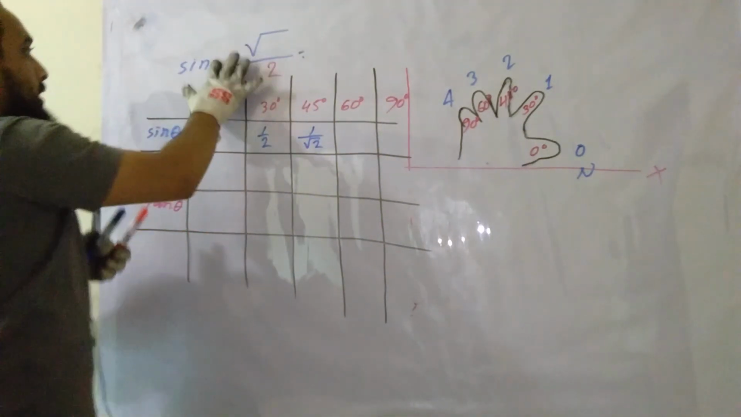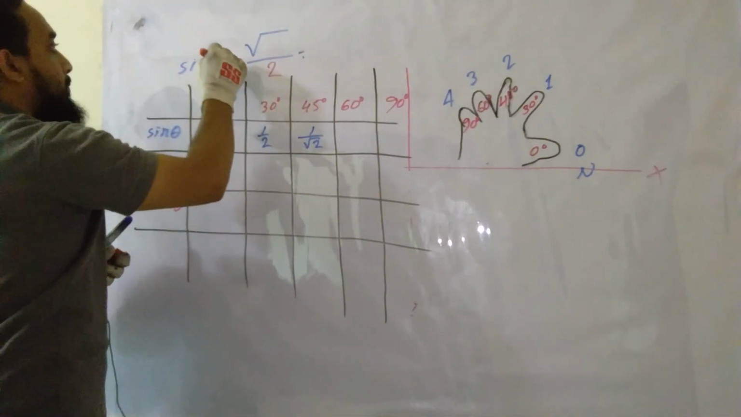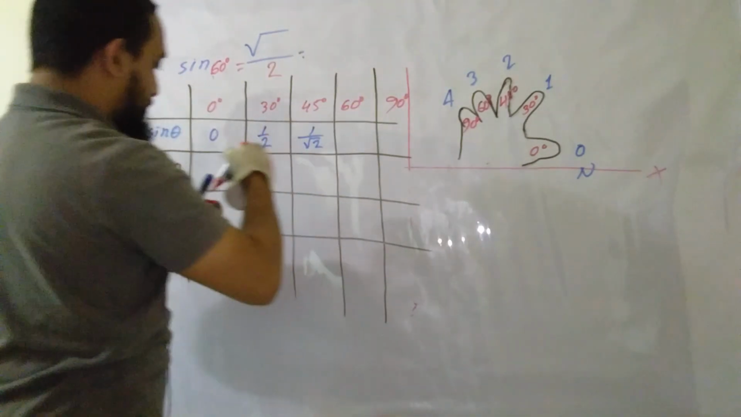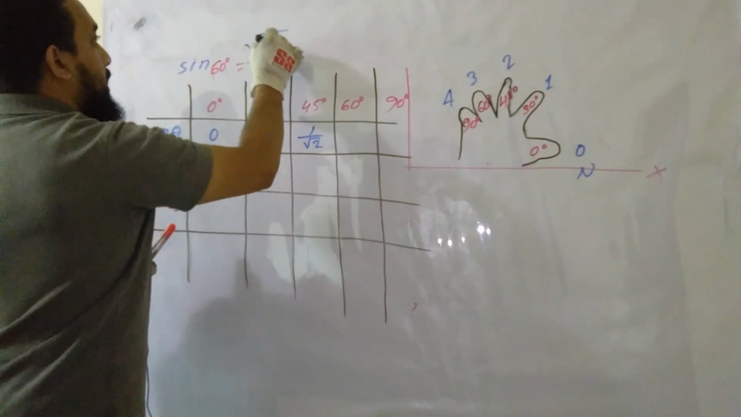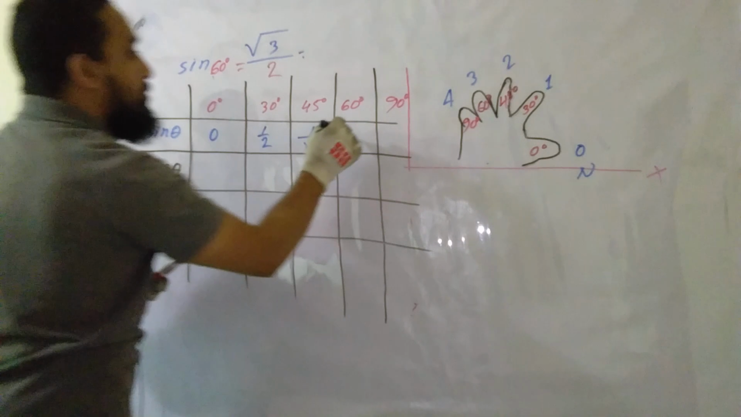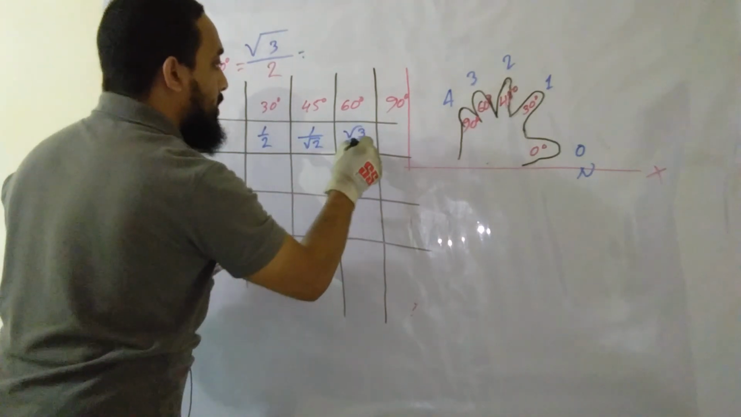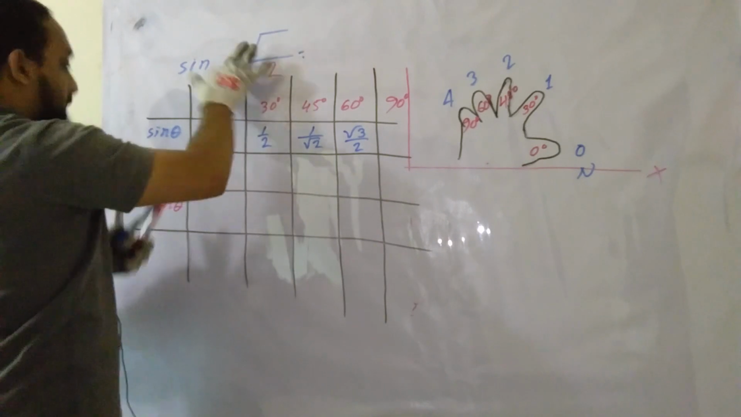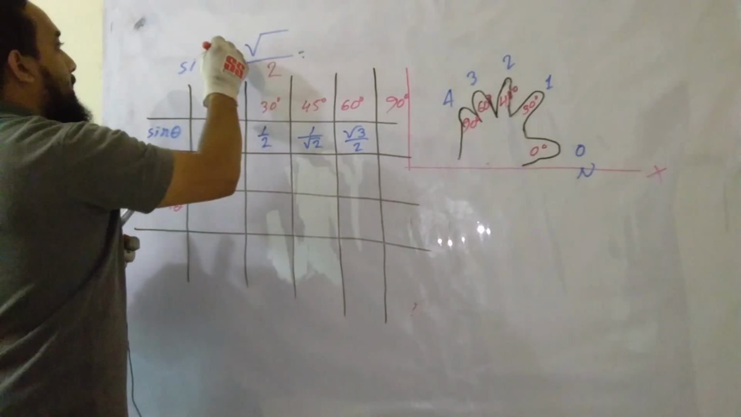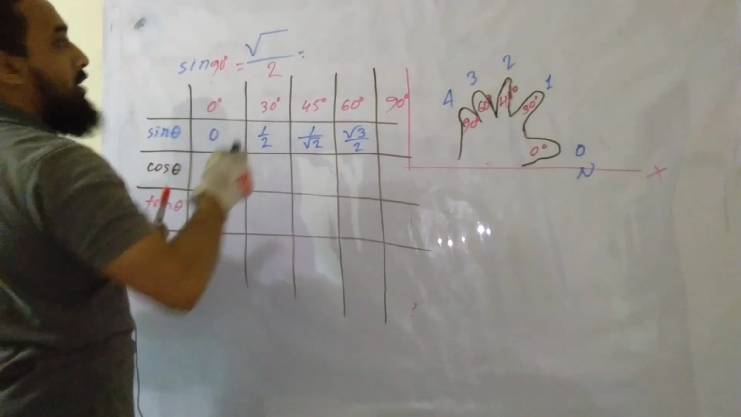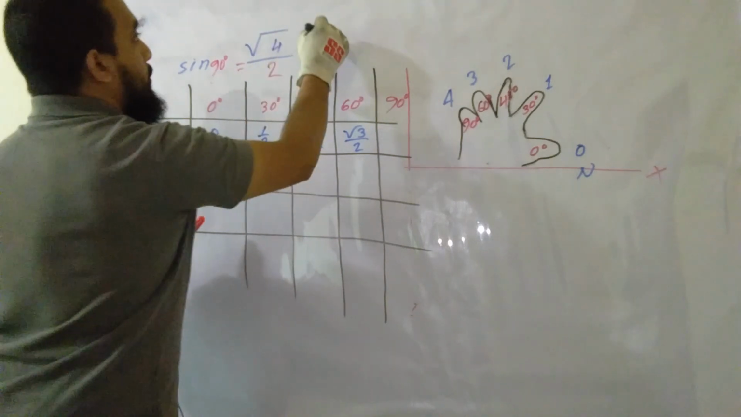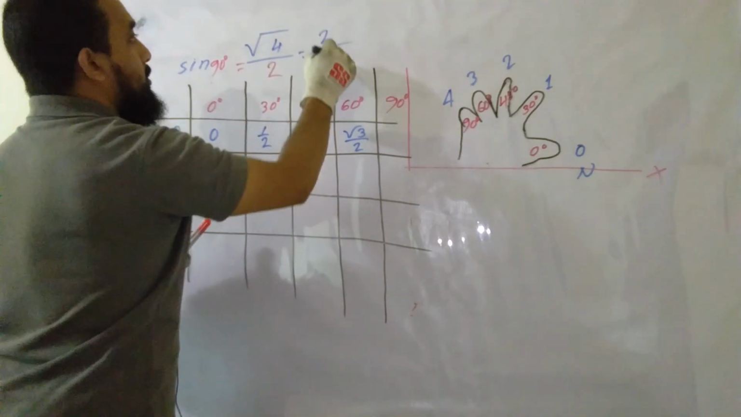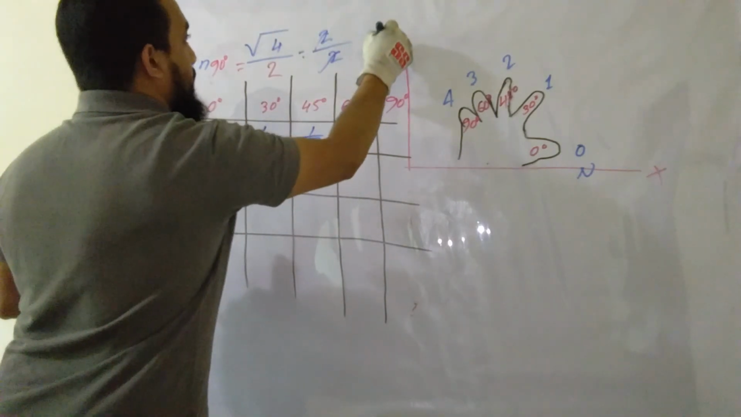For the next one, it's going to be 60 degree. For 60 degree, the value of n is 3. Okay, we just put down 3. We cannot do anything, so its value is root 3 divided by 2. And for 90 degree, the value of n is 4. So we're gonna have root over 4, which is equal to 2. 2 divided by 2 is gonna be 1.